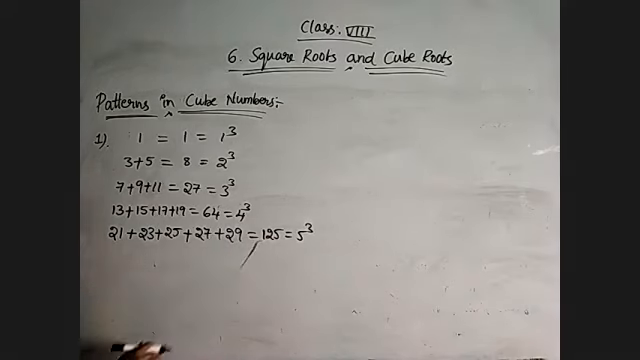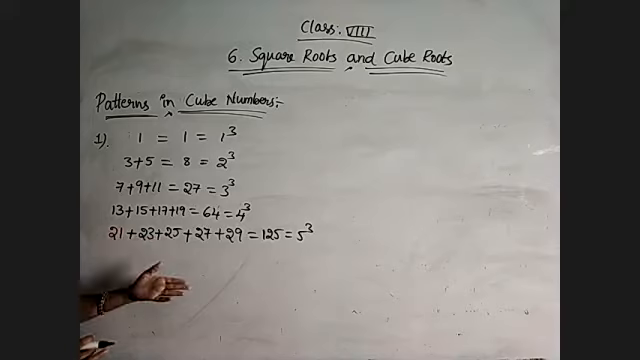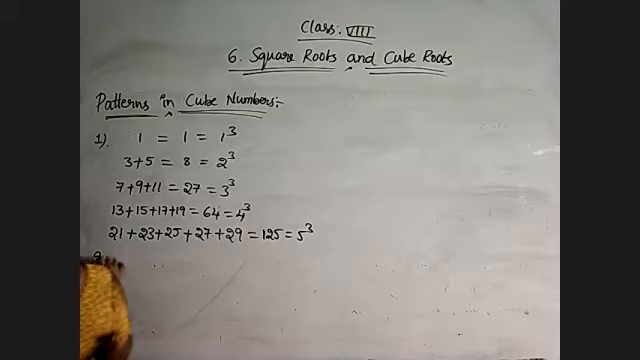Okay. So like that only patterns will generate whenever you are getting. For suppose I want to write 6 cube. The next consecutive odd number, I need to start the pattern from there. That's all. Now the next type of pattern is given like this. Okay, next one we will see.